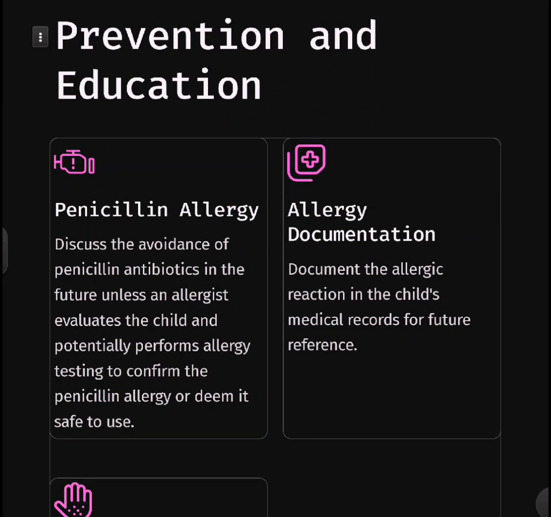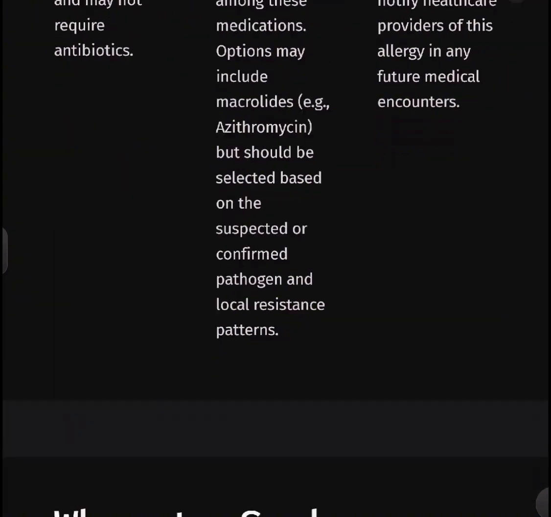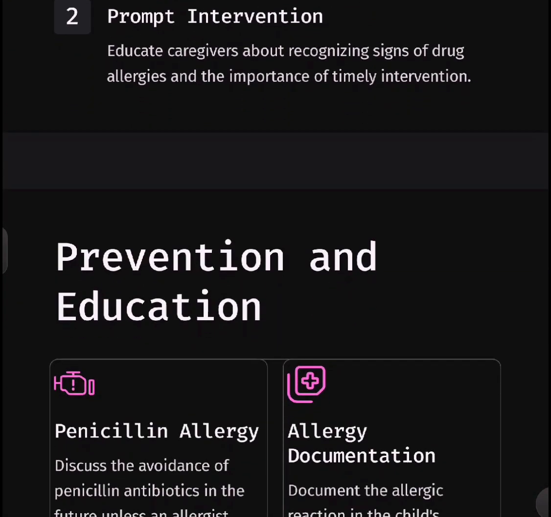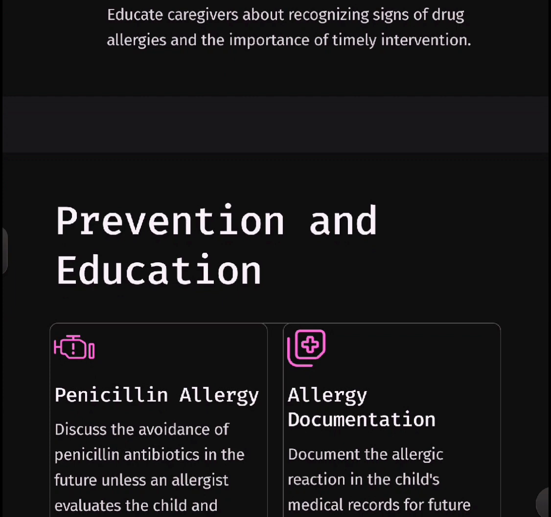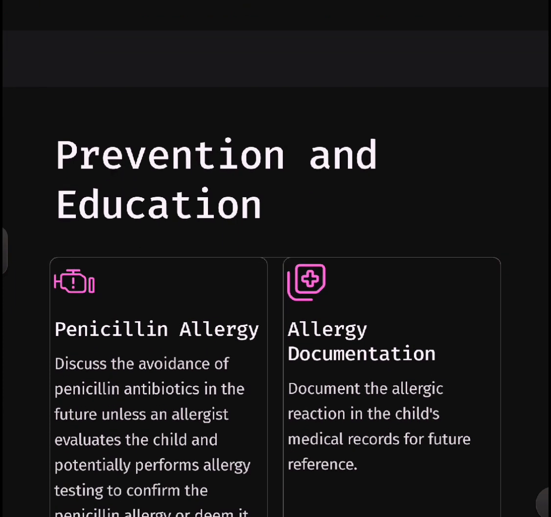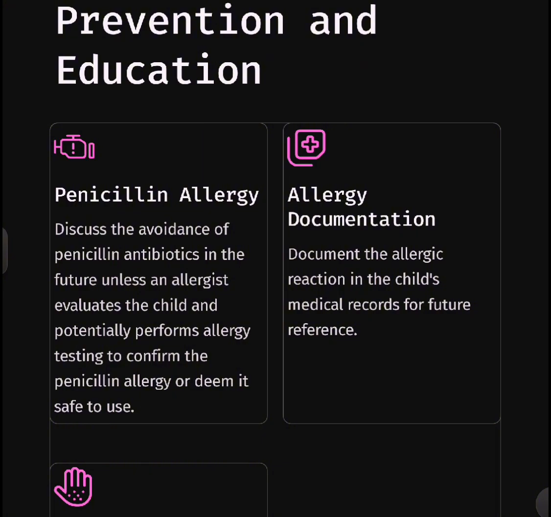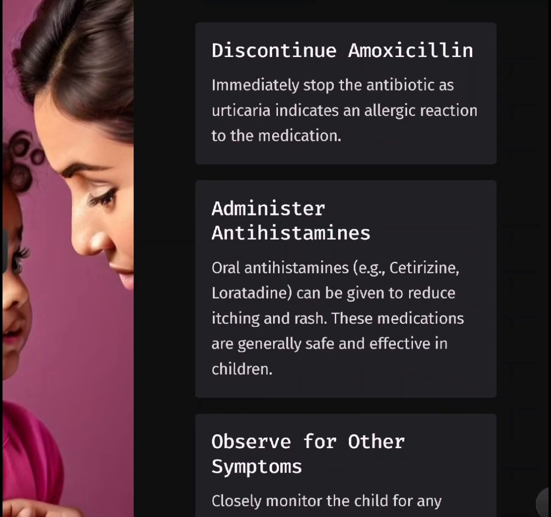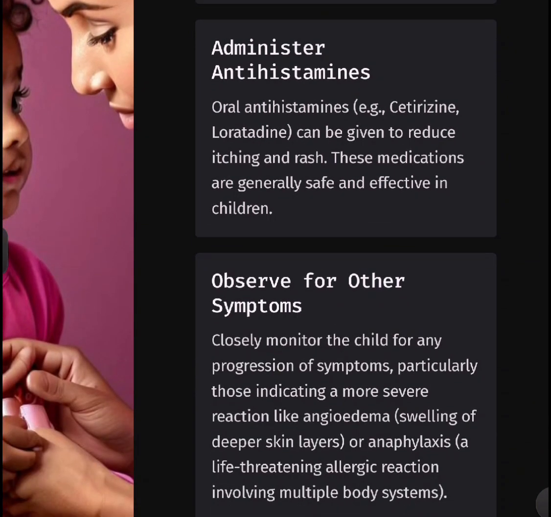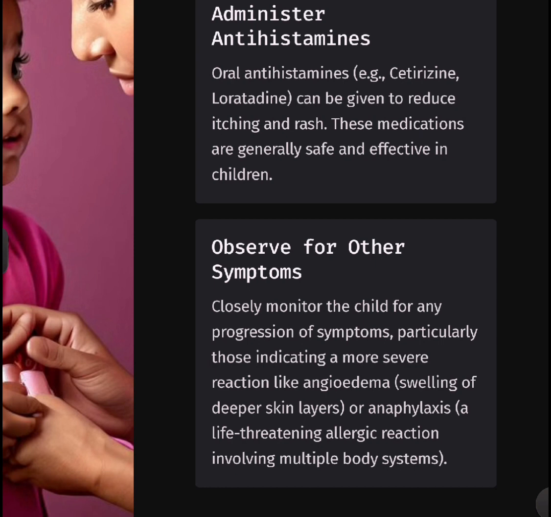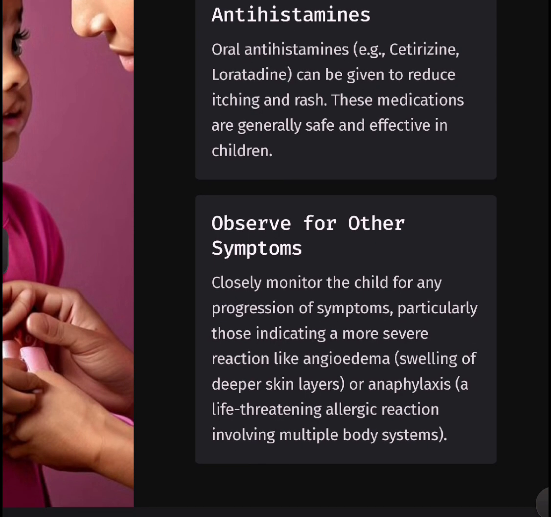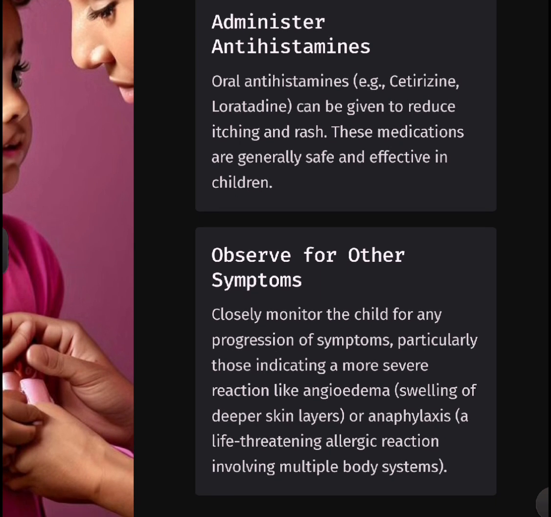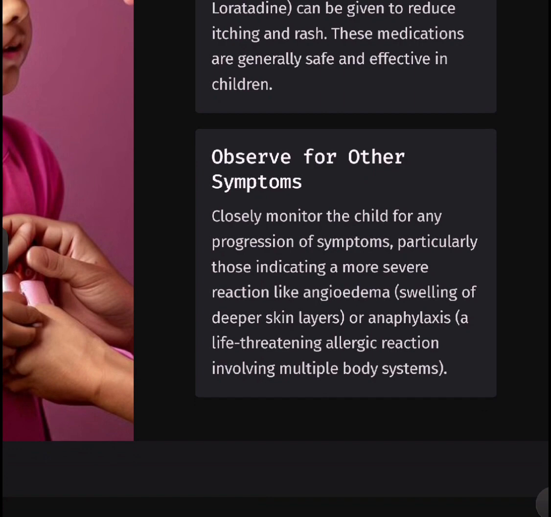So, management of urticaria following amoxicillin administration in a child, especially without other systemic symptoms, primarily involves discontinuing the antibiotic and providing symptomatic relief for the allergic reaction. Here's a detailed approach. Immediate management: discontinue the amoxicillin. Immediately stop the antibiotic, as urticaria indicates an allergic reaction to the medication. Administer an antihistamine. An oral antihistamine, for example cetirizine or loratadine, can be given to reduce itching and the rash. These medications are generally safe and effective in children.